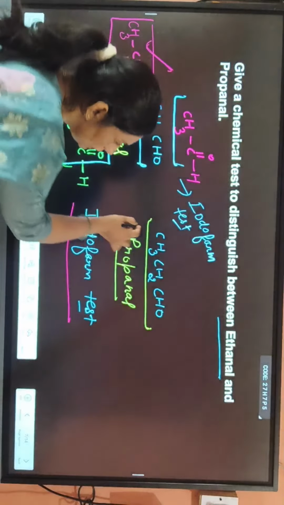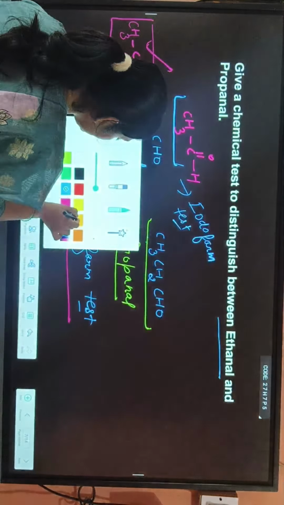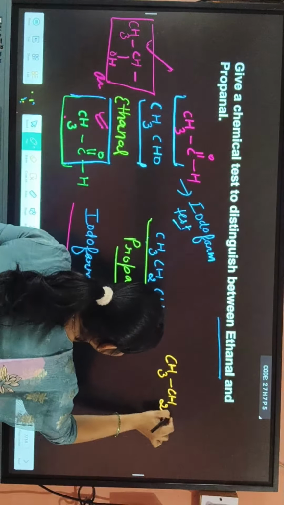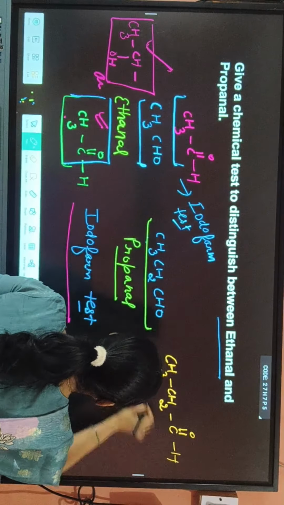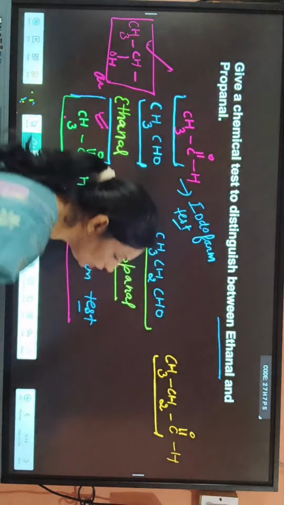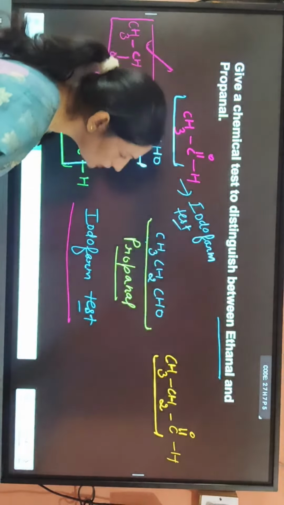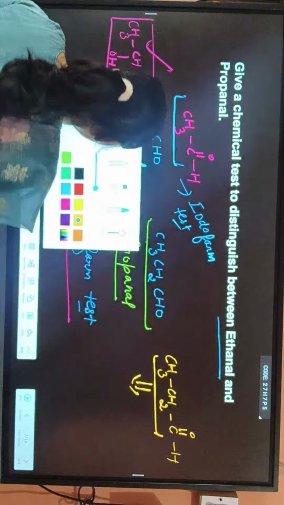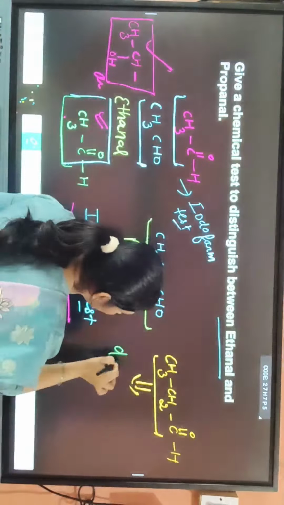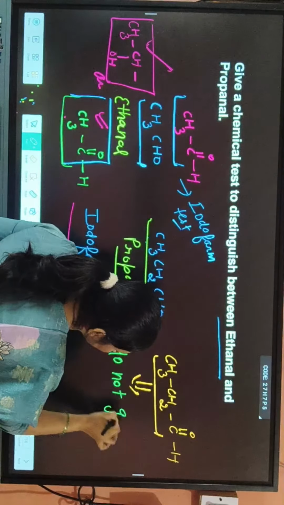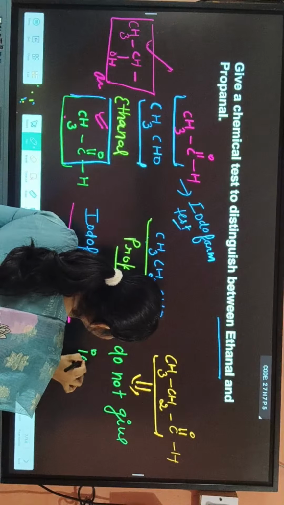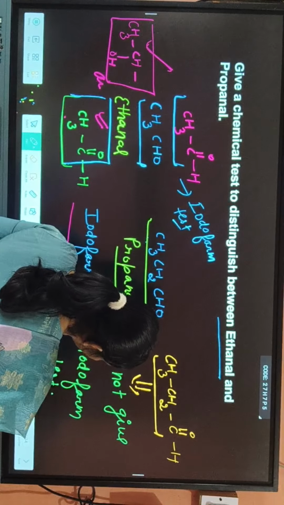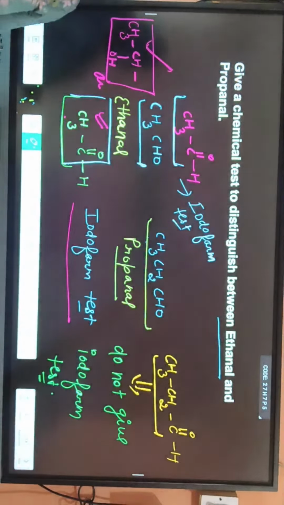But here, if you write it in open structure, CH3, CH2, CHO, there is no methyl ketone group present here. So, students, that's why it does not give the iodoform test. So by the iodoform test, we can distinguish between ethanol and propanol.